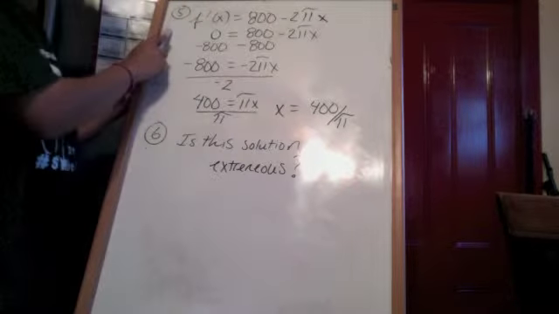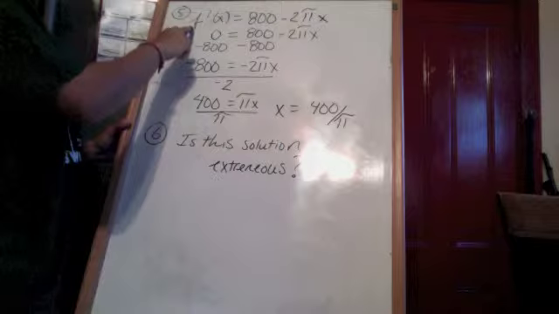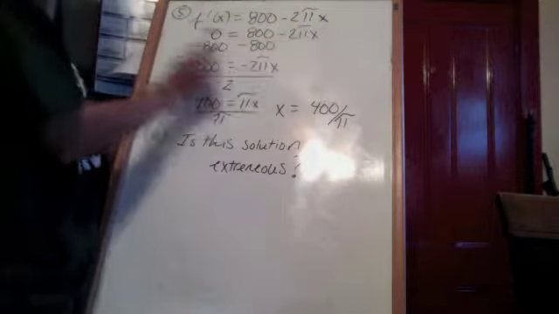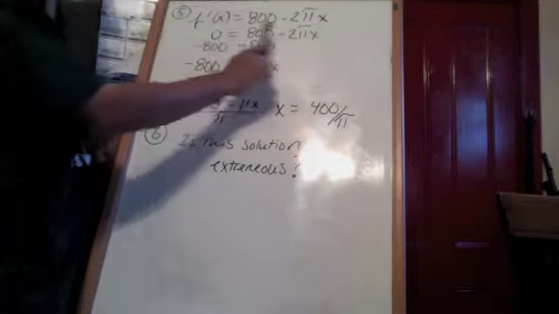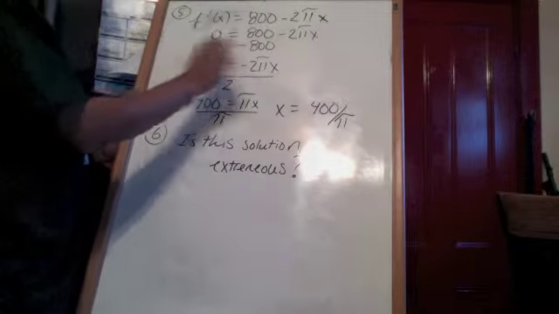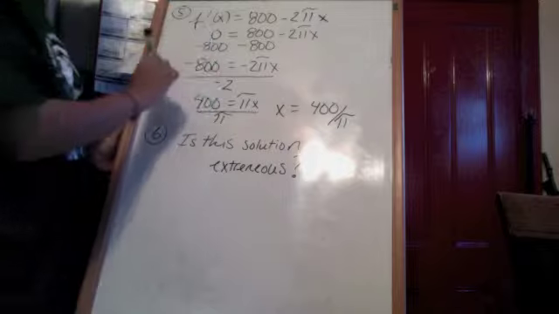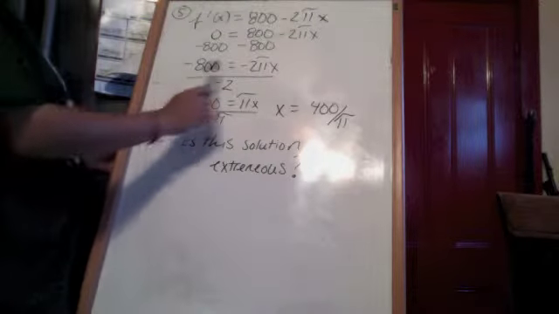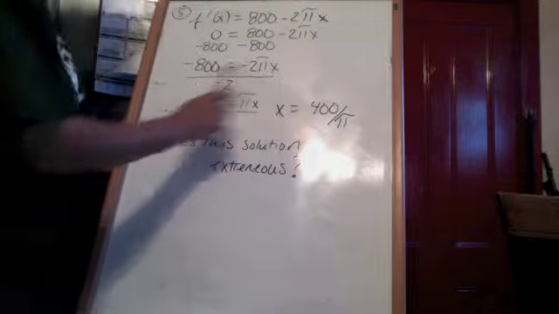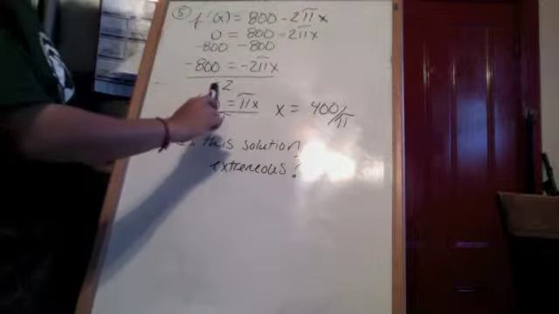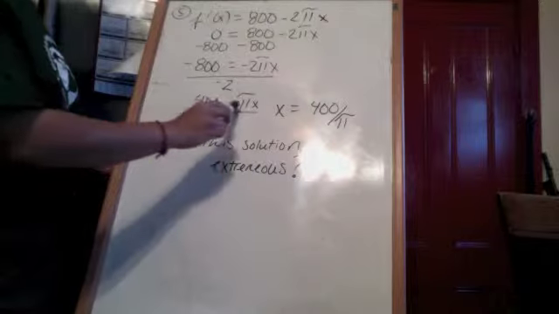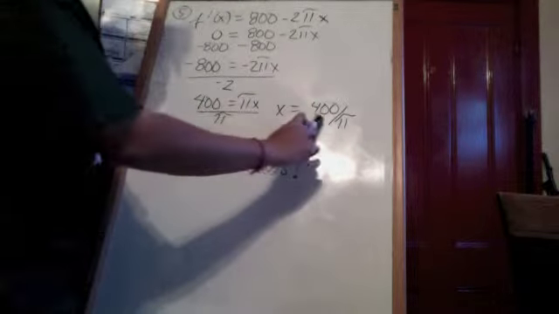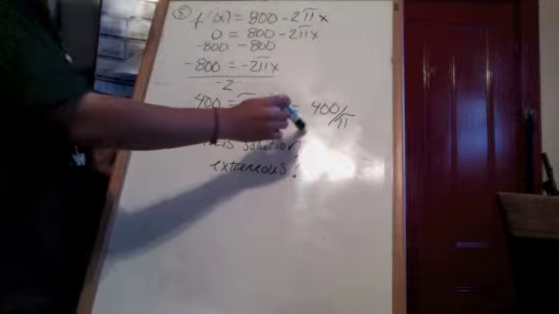Now, setting the first derivative to 0 is step 5. So f prime of x equals 800 minus 2 pi x. We set that equal to 0, so 0 equals 800 minus 2 pi x. We subtract 800 from both sides, and we end up with negative 800 equals negative 2 pi x. Then we divide each side by negative 2, and we get 400 equals pi x. And again, divide each side by pi, and you get x equals 400 over pi.